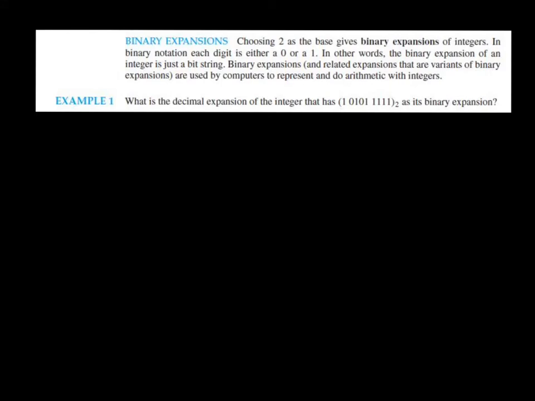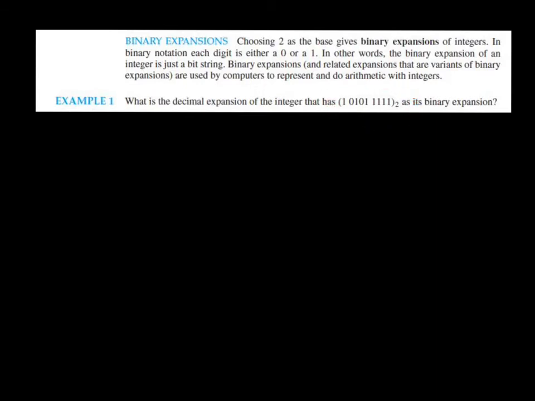So the first example we're going to do is binary. If we choose 2 as a base, that gives us binary expansions of integers. In binary notation, each digit is either a 0 or a 1, because those are all the non-negative integers that are less than 2. So everything is a 0 or a 1. In other words, a binary expansion of an integer is just a bit string. So let's see how we can write this binary number as a decimal.